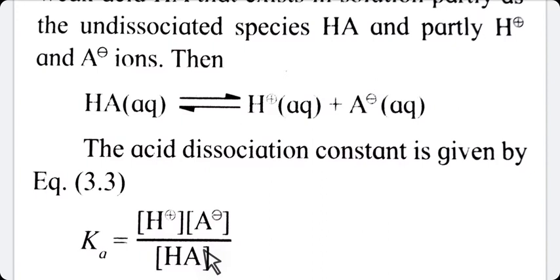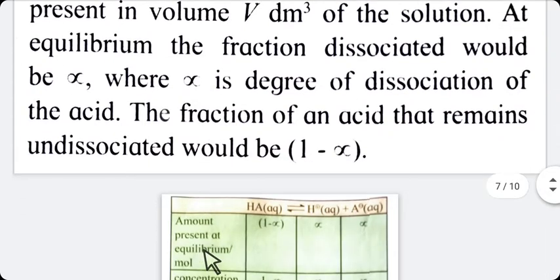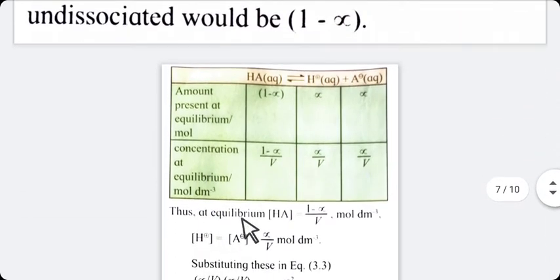So the acid which is dissociated is alpha, and which remains undissociated is 1 minus alpha. I hope you understand this topic. Just see this table so you can understand easily. Just see here the reaction HA aqueous. Here no dissociation is carried out. We are taking just HA. So the amount which is present at equilibrium per mole is 1 minus alpha.